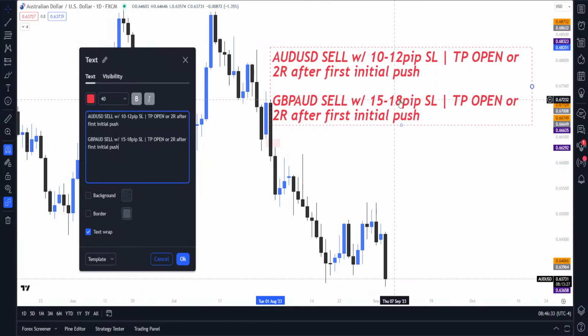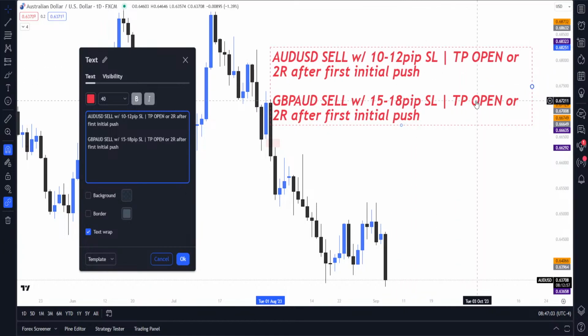The stop losses are different, but you're still risking the same, right? Whether you want to risk 1%, 2%, $100, $1,000, that is up to you. But use these stop losses. So on AUD USD, use 10 to 12 pips, depending on what your broker spreads are. Obviously, if they have 0 spreads, or less than 1 pip, then take the 10 pip stop loss. But if they have like a 2 pip spread or whatever, then obviously use the second number.